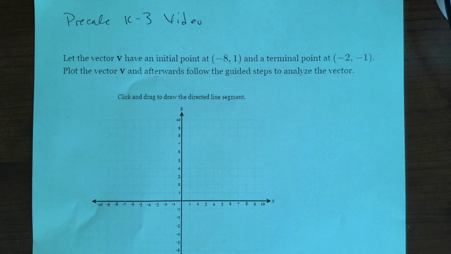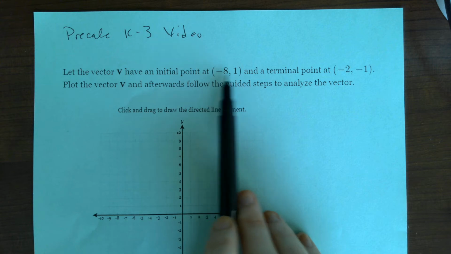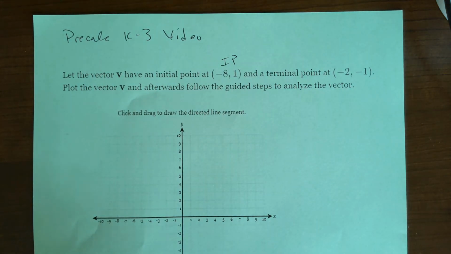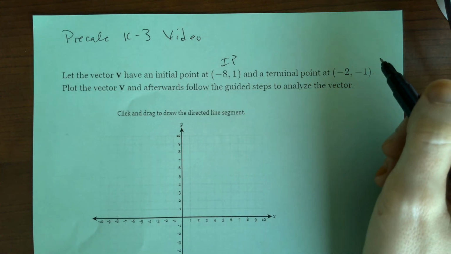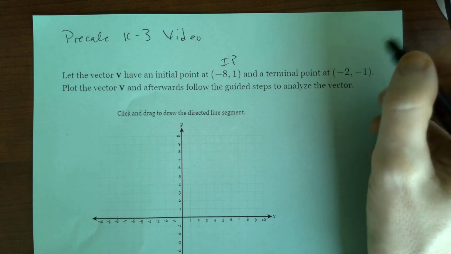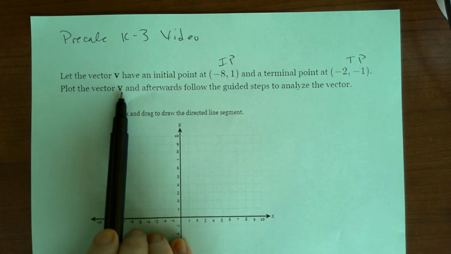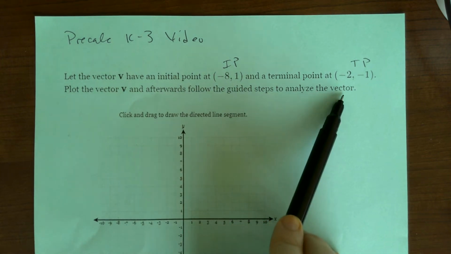Let the vector v have initial point -1, 8. I'll write IP for initial point. And a terminal point at -2, -1, so terminal point. Plot the vector v, and afterwards follow the guided steps to analyze the vector.